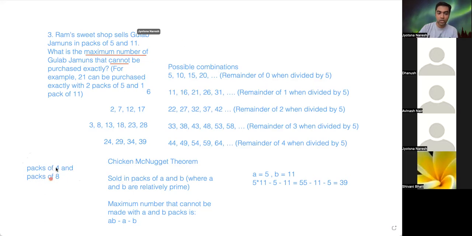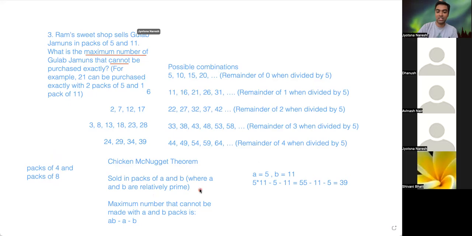The problem is that both of these are multiples of 4, right? So there's no way to get an odd number here. If I wanted to make 7 and I can only have packs of 4 and 8, the numbers I make will always be even. So there's no maximum number that cannot be purchased exactly. I could make any odd number and it could be extremely large. So this question doesn't work if these two numbers have some common factor. If they do, then everything I make will be divisible by that number, and I can't make anything that's not divisible by that number.